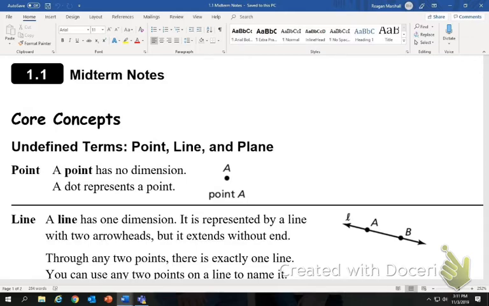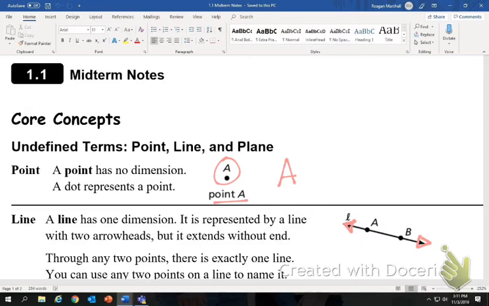A point has no dimension, and a dot usually represents a point. If we were to name this, you can name it point A, or you could just use a capital letter A. That's the most popular way to write it. A line has one dimension. It's represented by a line with two arrowheads. These arrowheads represent that they go infinitely in both directions.